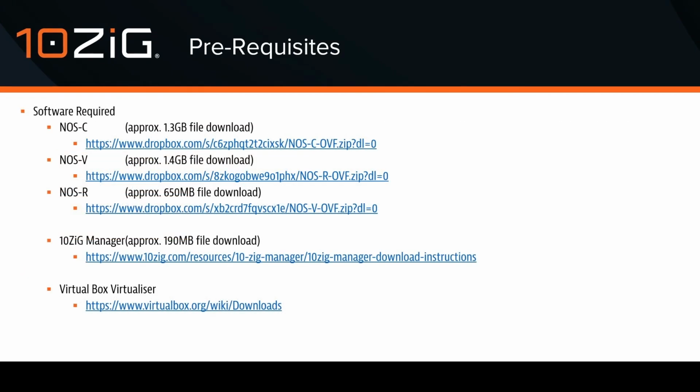You will need to download the relevant software for your environment. In all cases, you will need a copy of the VirtualBox software application unless you wish to use another alternative of your choosing. You can also download the latest general release version of the Tenzig Manager from our website at www.tenzig.com/manager or by copying the link on this slide. Finally, you will need to download the version of NOS relevant to your VDI connection broker of choice. So for Citrix, you would download NOS-C, for VMware NOS-V, and for Microsoft RDP NOS-R.